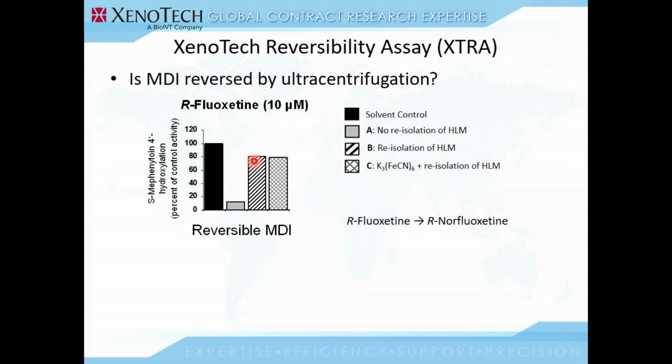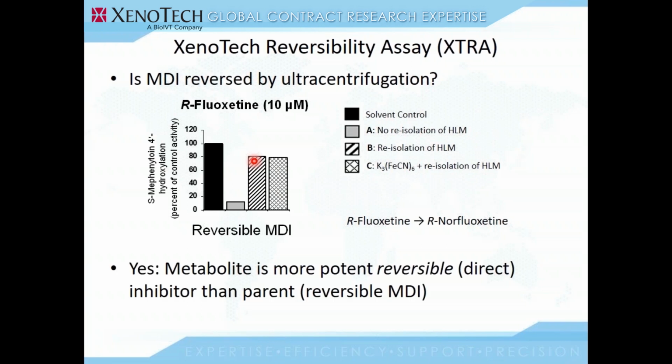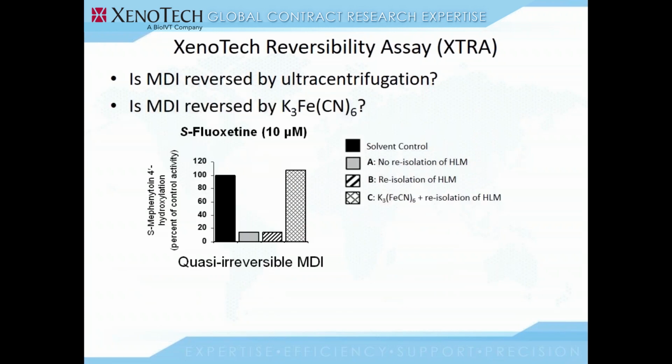Therefore, unmetabolized test article or reversible inhibitory metabolites were removed from human liver microsomes by ultracentrifugation. So the metabolite is a more potent reversible inhibitor than the parent. For these results, the known CYP2C19 quasi-irreversible metabolism-dependent inhibitor S-fluoxetine did not have the return to percent of control activity just from re-isolation alone. After centrifugation, it just irreversibly persists.